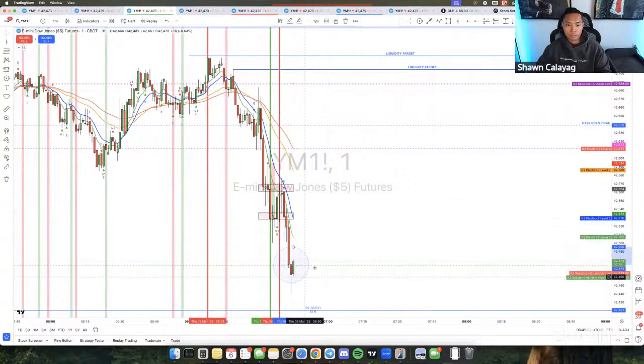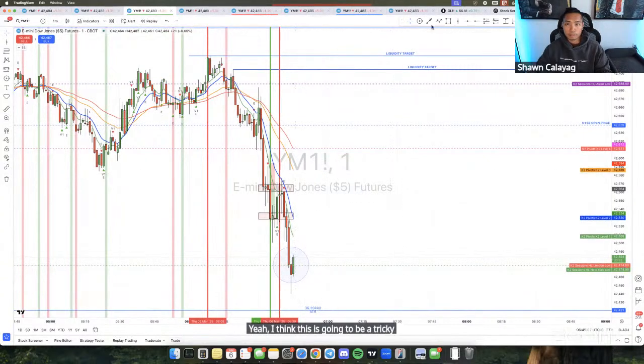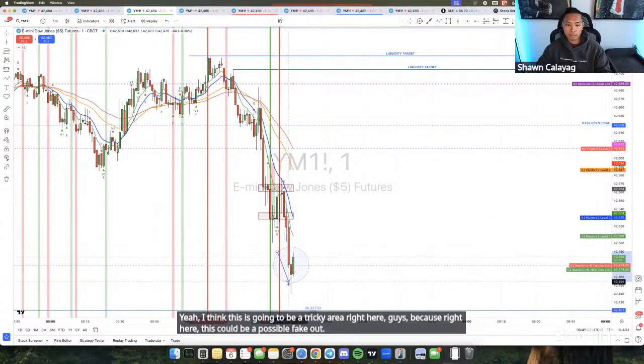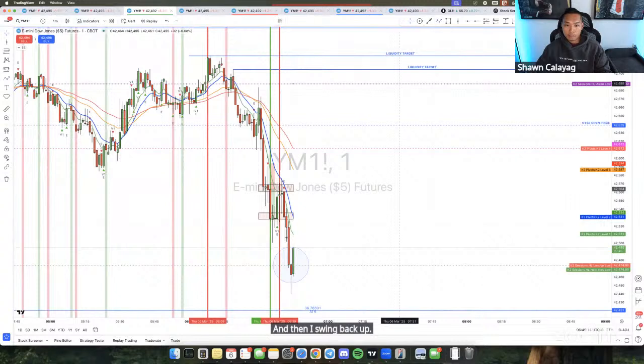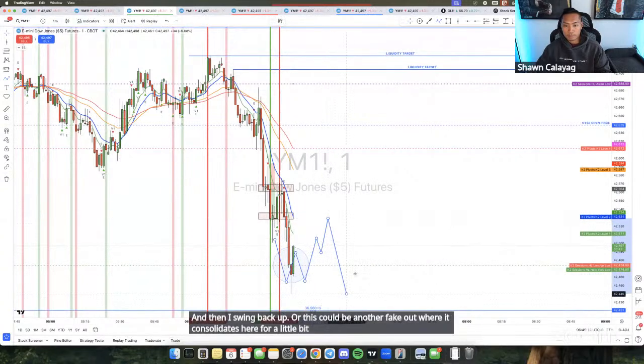I think this is going to be a tricky area right here, guys, because this could be a possible fake out and then a swing back up. Or this could be another fake out where it consolidates here for a little bit, pulls up, traps the buyers, and comes back down.